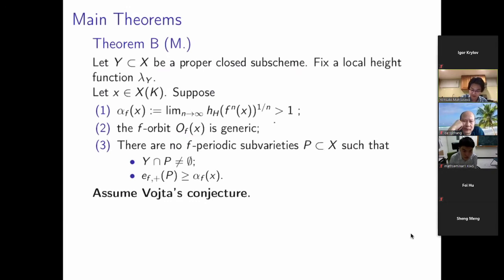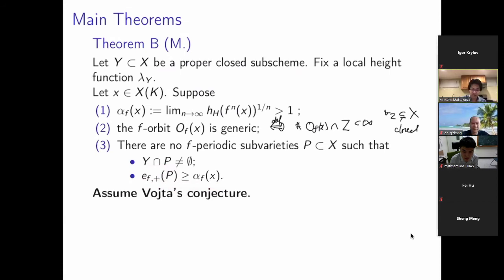The definition of generic is that the intersection of the orbit with any proper Zariski closed subset is finite. We can reformulate this theorem without the assumption of genericness, but for simplicity, I'm going to assume that the orbit is generic. So this is a new assumption, and 3 is an assumption on ramification. There are no F-periodic subvarieties P such that P intersects Y and the same condition E is larger than or equal to alpha.